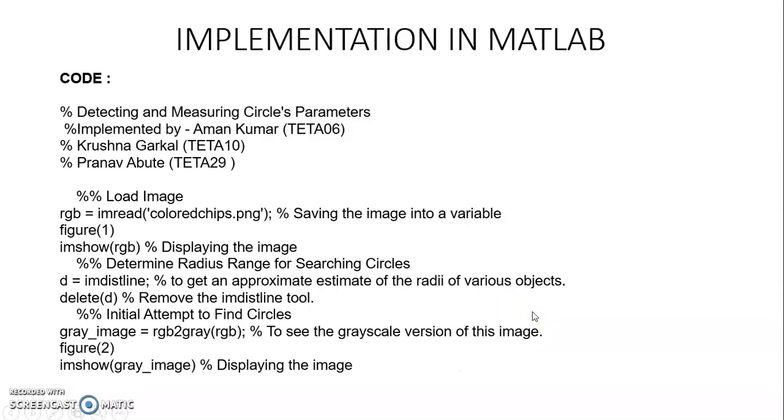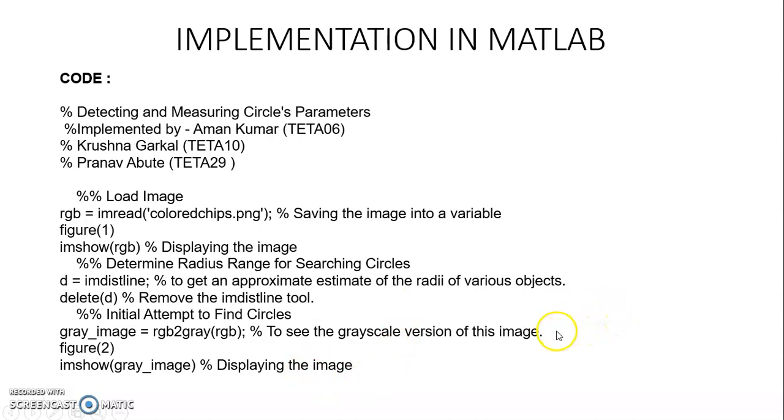So let's see the implementation in MATLAB. This is the code for detecting and measuring the center and radius of a circle. First, we'll read an image and display it. After that, we'll decide some distance under which we have to detect the circle. We have decided a region in which we will be detecting all the circles.